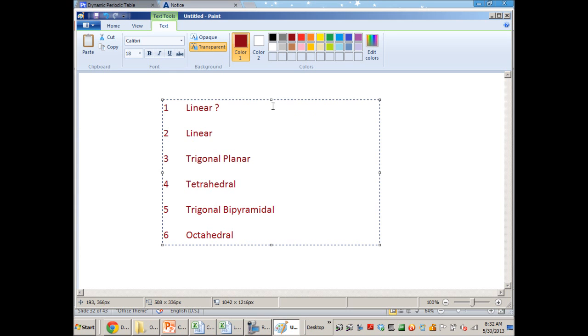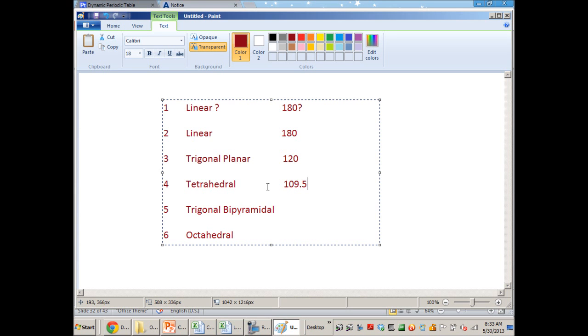And let's see. 180, not really sure about that one. 180, 120. These are just the bond angles.